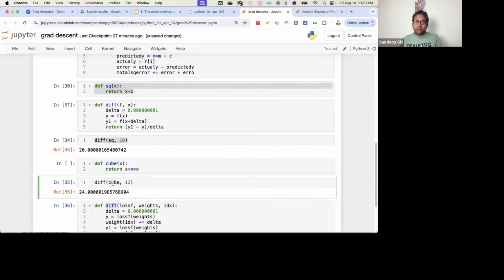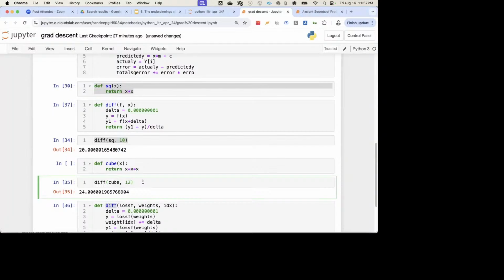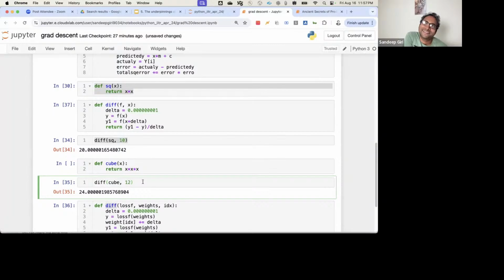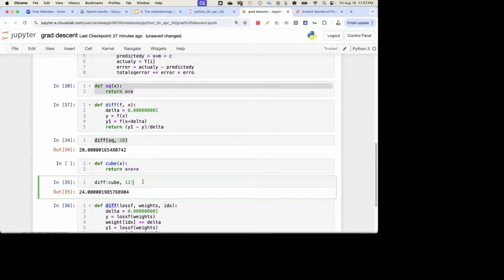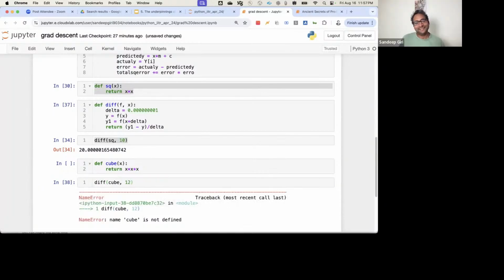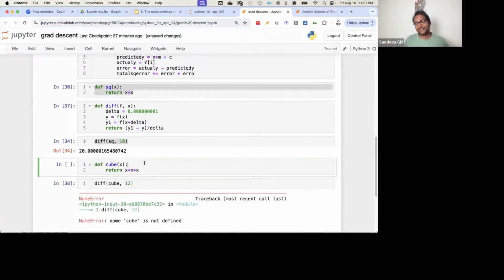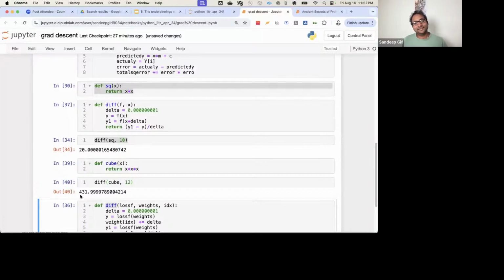So can somebody tell me from your calculation how much this value should be? 36. Are you sure? Not 36, you forgot. 36 times 12. 432. Right? Okay, let's see. You can see it's not that bad, right?